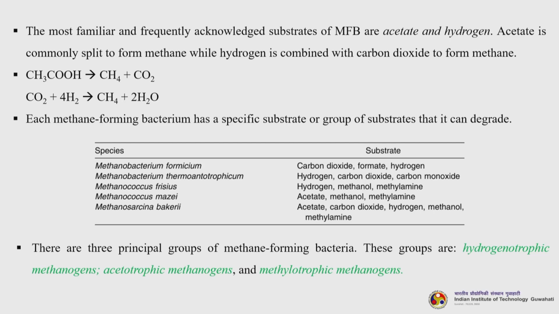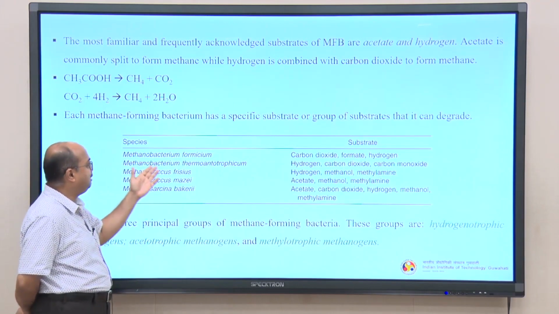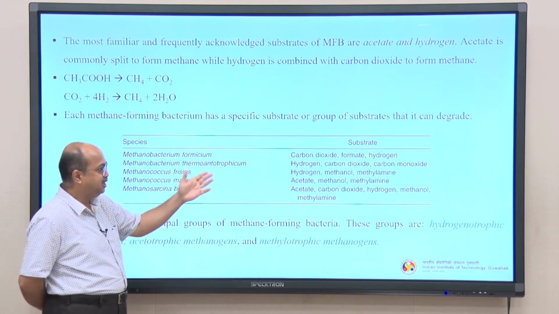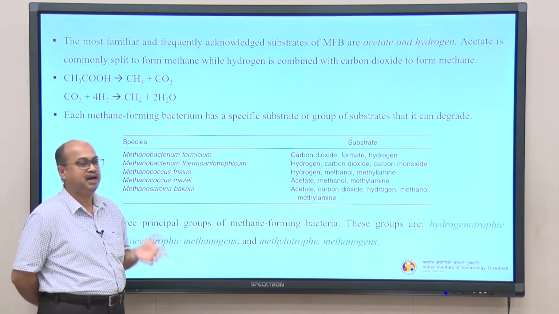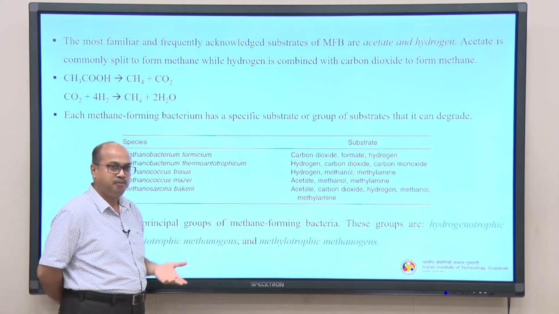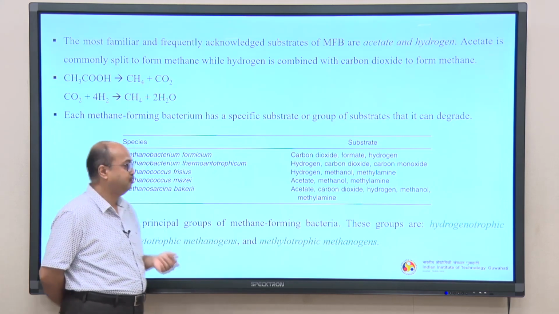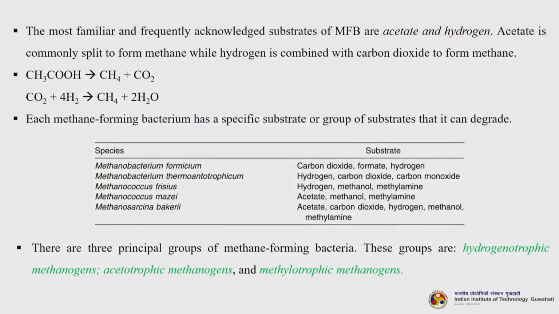So, these reactions we have seen many times. Again, it has been reported here for easy understanding and to maintain the flow. Each methane forming bacterium has a specific substrate or group of substrates that it can degrade. You can see here only 5 methanogens are listed, there are many others. The first one, Methanobacterium formicium, uses carbon dioxide, formate and hydrogen as substrates. For the last one, Methanosarcina barkeri, the substrates are acetate, carbon dioxide, hydrogen, methanol and methylamine.